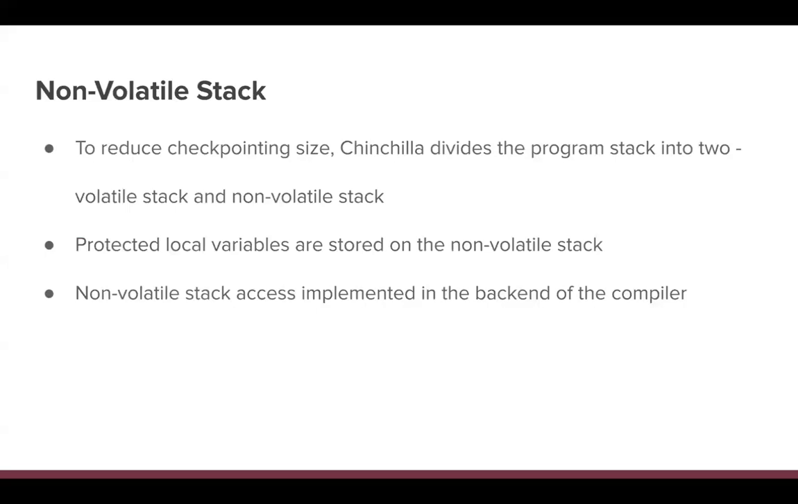And since a compiler cannot know at compile time which variables are stored on the stack and which on the heap, this is done by Chinchilla using a script after the generation of the binary. That is, the object file of the binary is actually transformed.